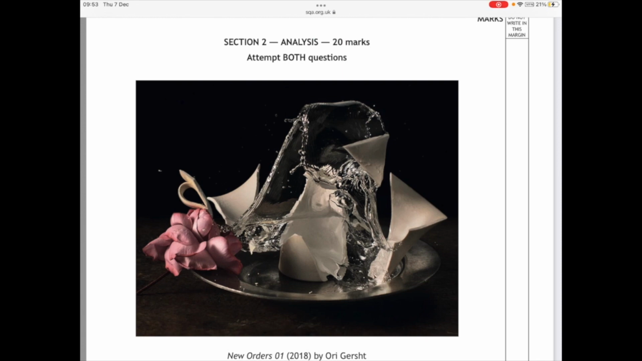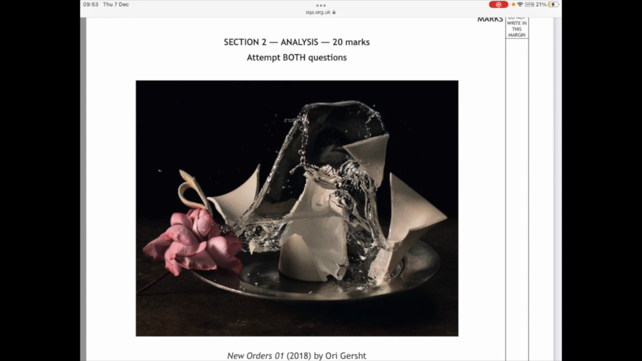Triangular composition has been used. The viewer's attention is drawn from the flower up to the water, across the shattered fragments, allowing the viewer to see the whole scene. So you've got that rule of triangles. If you just look at this image, and when you get the bigger image, if you can draw a triangle on it, then that's the rule of triangles that's been used. As long as you can argue that it's been used, then you will get the marks. That is making the audience's eye travel between the different elements of the image and then subsequently take in the whole picture.